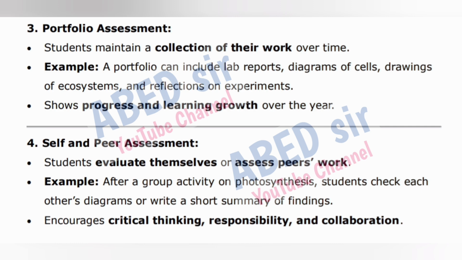4. Self and peer assessment. Students evaluate themselves or assess peers' work. Example, after a group activity on photosynthesis, students check each other's diagrams or write a short summary of findings. Encourages critical thinking, responsibility, and collaboration.